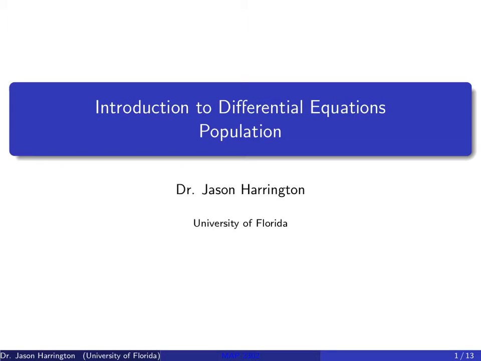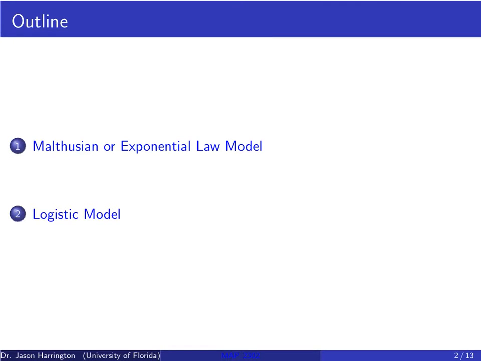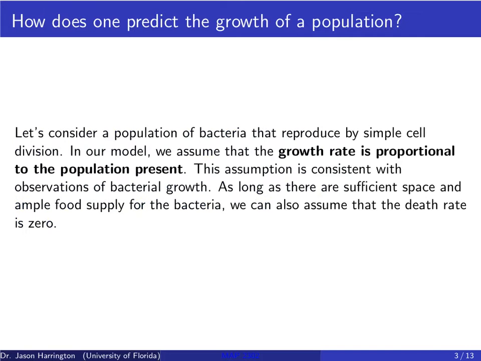Hello, welcome back. This is Dr. Jason Harrington, and for differential equations, today we're going to talk about how to make population models. And there's actually two different types of models that we'll be using. The first one is the Malthusian model, or the exponential law, and the second one is the logistics model.